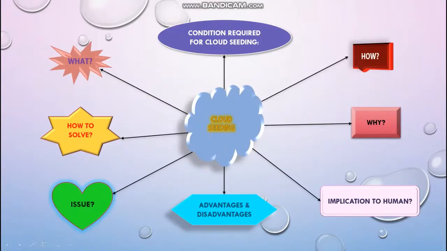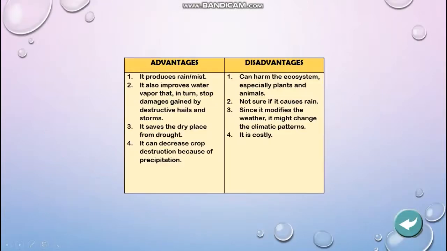Next, what are the advantages and disadvantages of cloud seeding? The advantage of cloud seeding is that it will produce rain or mist. It also improves water vapor, which in turn stops damage caused by destructive hail and storms. Third, it saves dry places from drought. And fourth, it can decrease crop destruction.